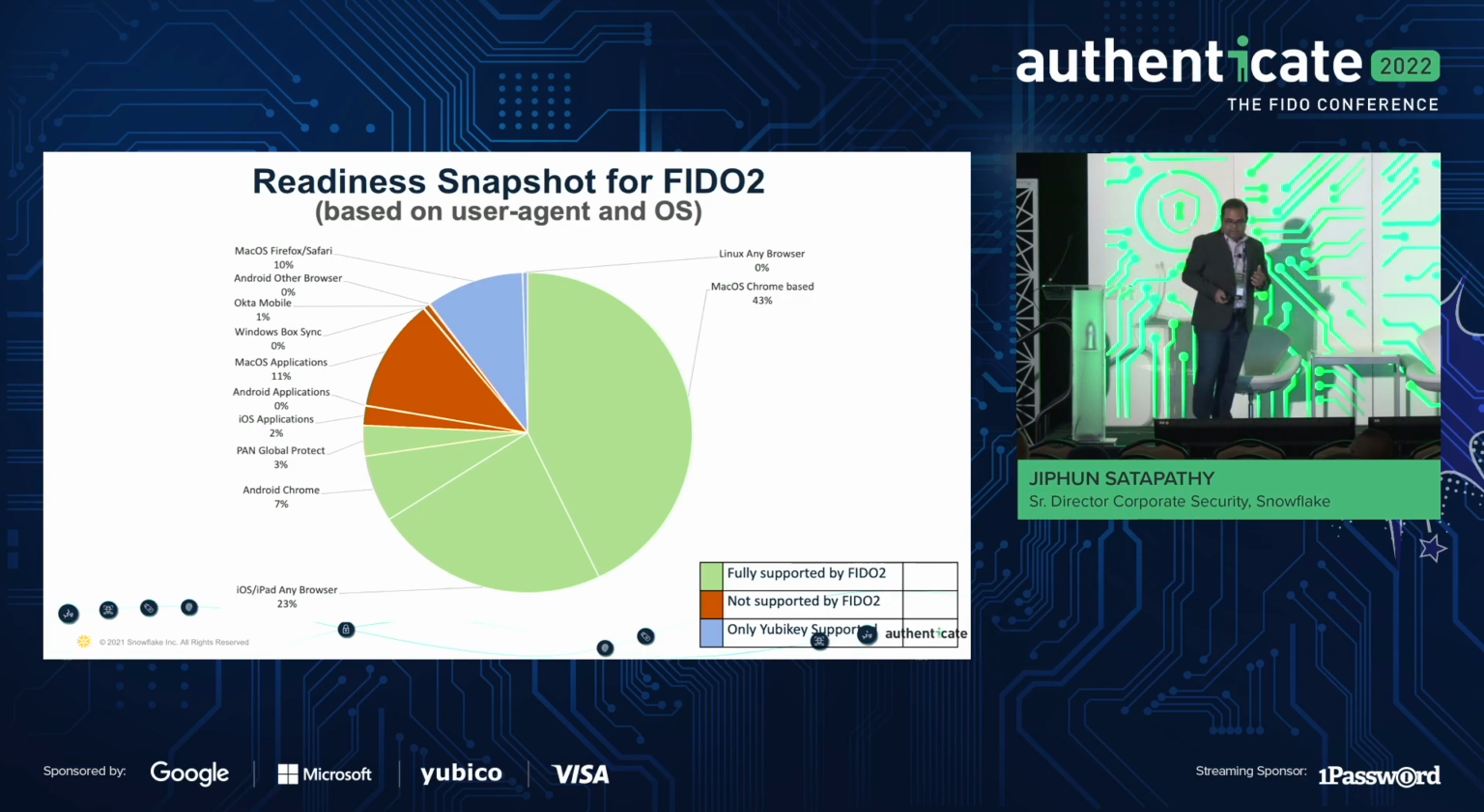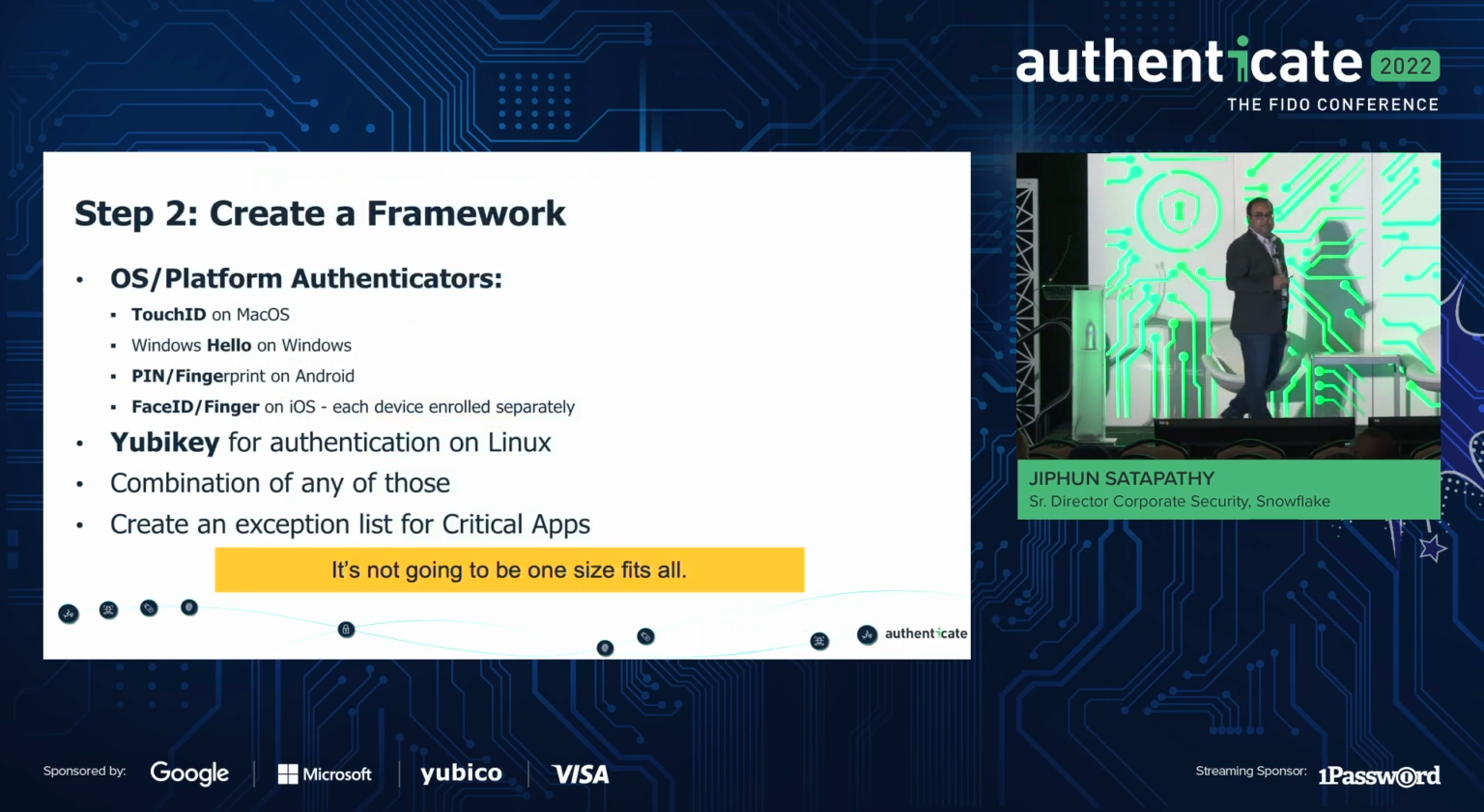The second step that we took is to create a process or framework for when you are going to adopt. What are some of the key factors you want to consider? Again, coming back to OS and what are some of the key authenticators that you want to support?